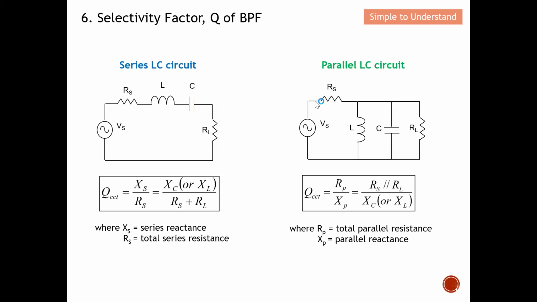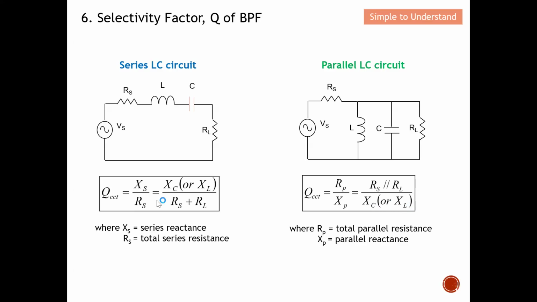This is the circuit Q for the parallel resonator. As you can see, it is completely different from the equation for the series. The resistor is on top, whereas for the series, the resistor is below. Over here, the resistor is connected in parallel, so to compute it, I need to compute the parallel resistance. Again, the reactance is from either the capacitor or the inductor, it doesn't matter, they should be the same.